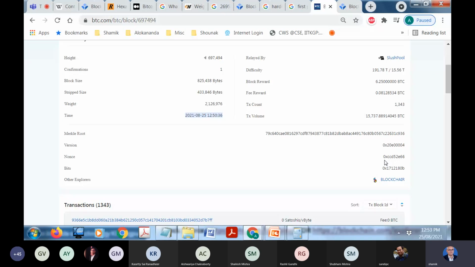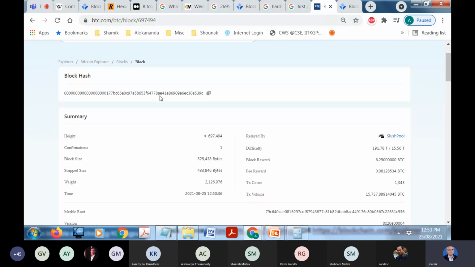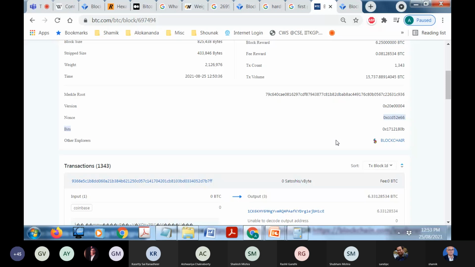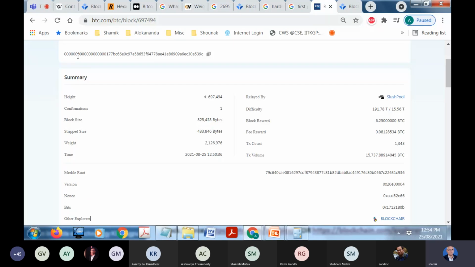And the bits actually tell us about the difficulty level, that is, the number of zeros, as we have mentioned, that should be there in the hash. And the nonce is what the miner finally had to come up with, so that the hash that we get, and here is that block hash, has the property that it has a certain number of leading zeros. And how many leading zeros? That can be computed from these bits, this attribute of the block header. And you see here there are several such zeros.